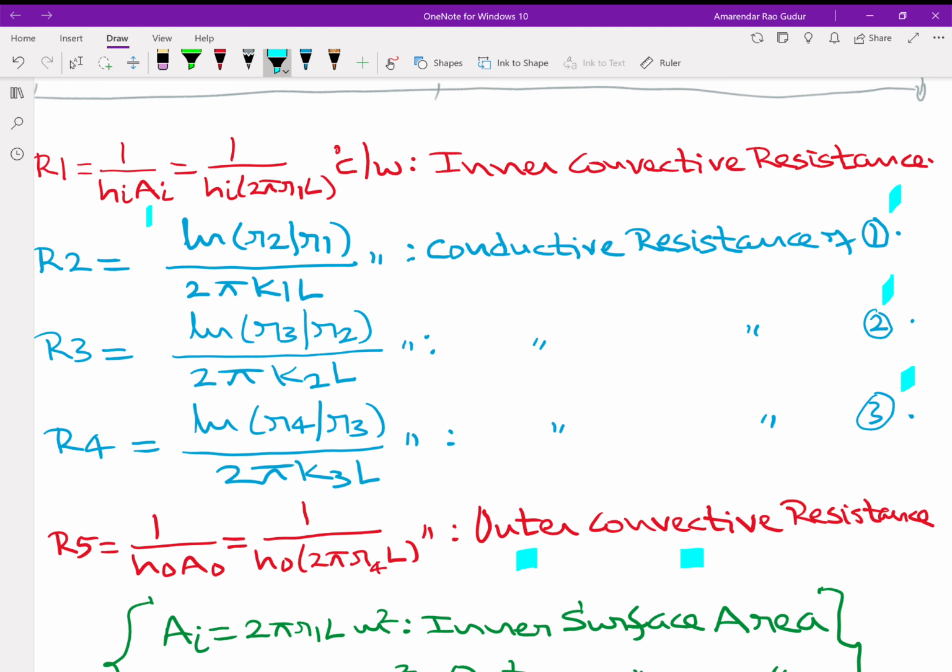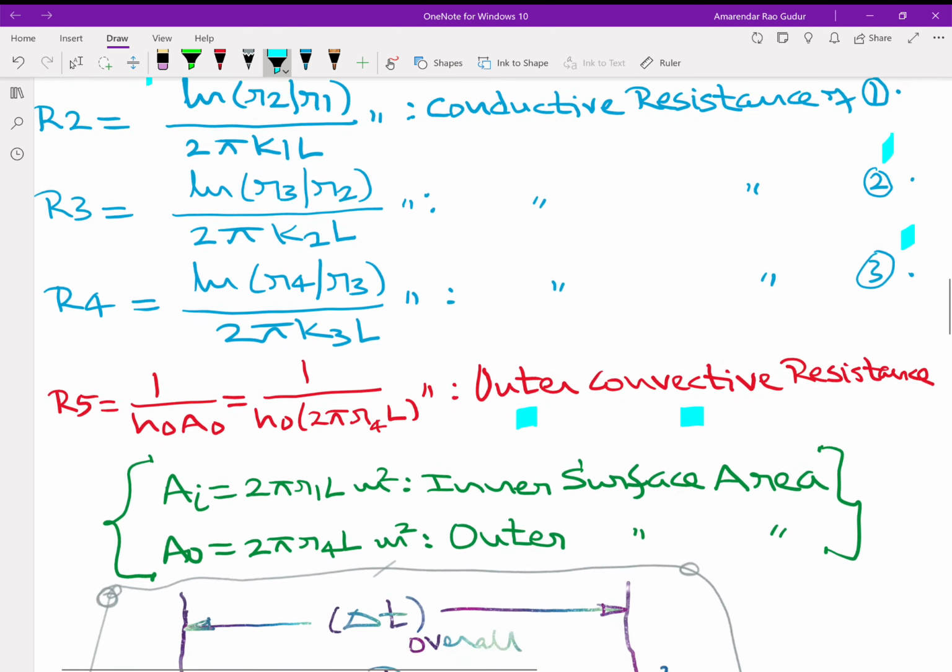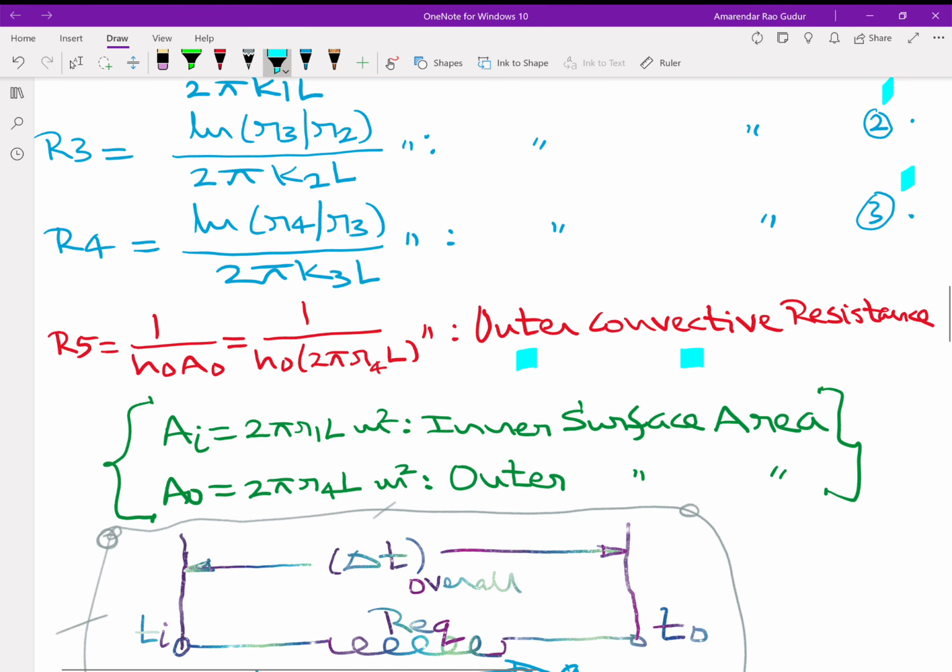As I was telling earlier, Ai stands for the inner surface area, the area available for the inside fluid, which is given by 2 pi R1 L. On the other side, A0 stands for the outer surface area, which is given by 2 pi R4 L. And we can notice that A0 is going to be much more than Ai.